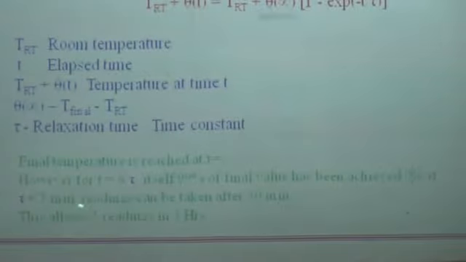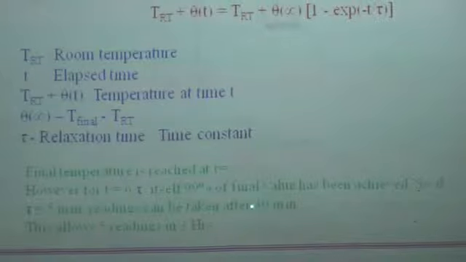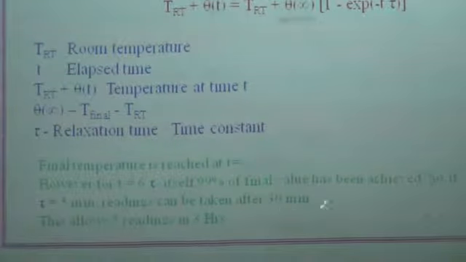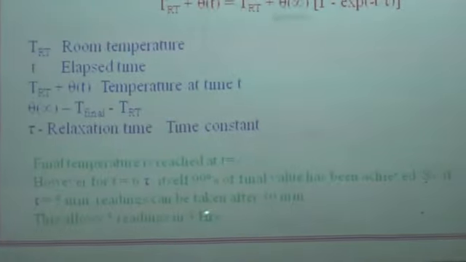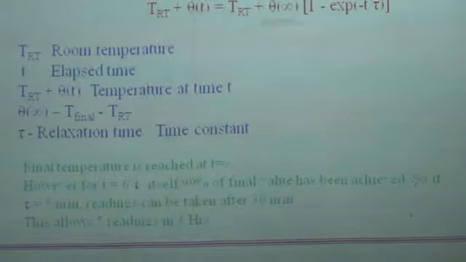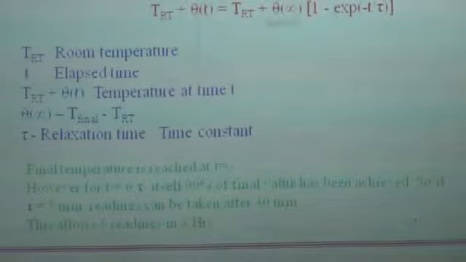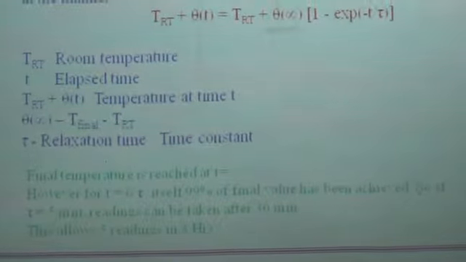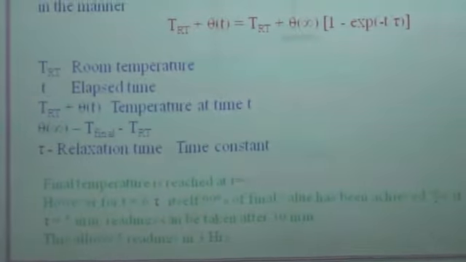So if tau is equal to 5 minutes, then the reading can be taken after 30 minutes. So this allows 5 readings in 3 hours. Okay. So if we argue on this, now let us find out the value of tau, because we have written this equation just on the basis of a capacitor. Here we are heating the sample.